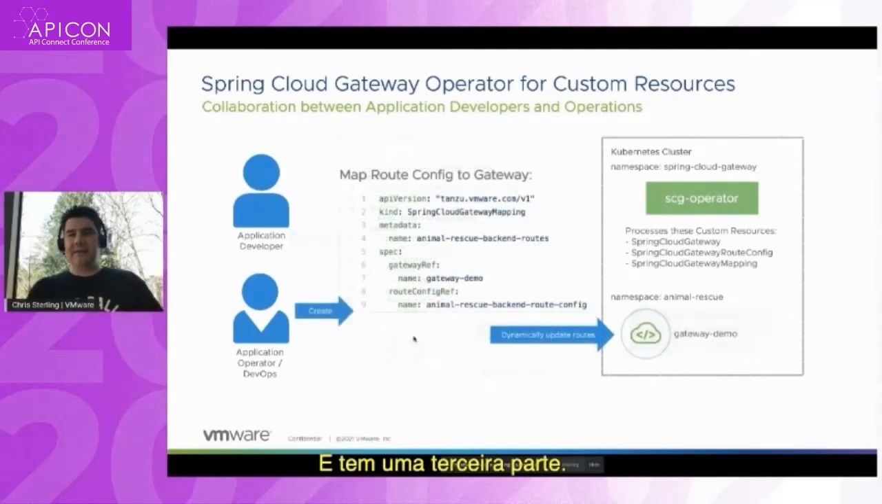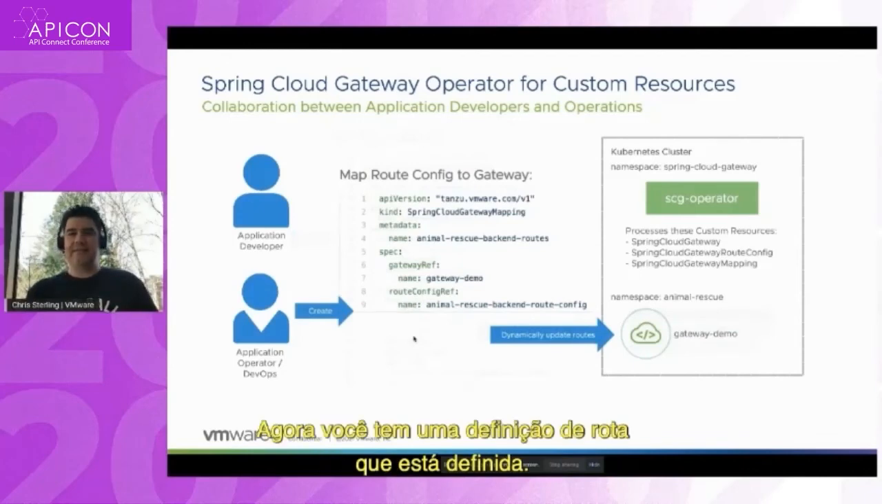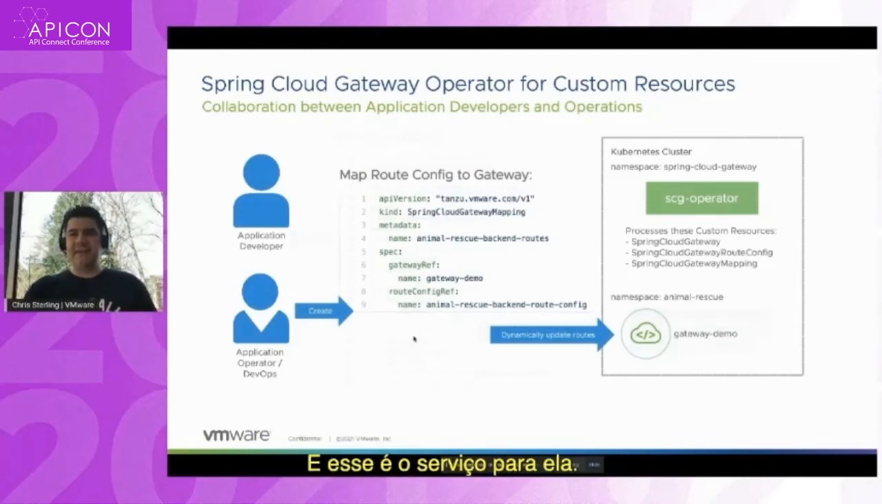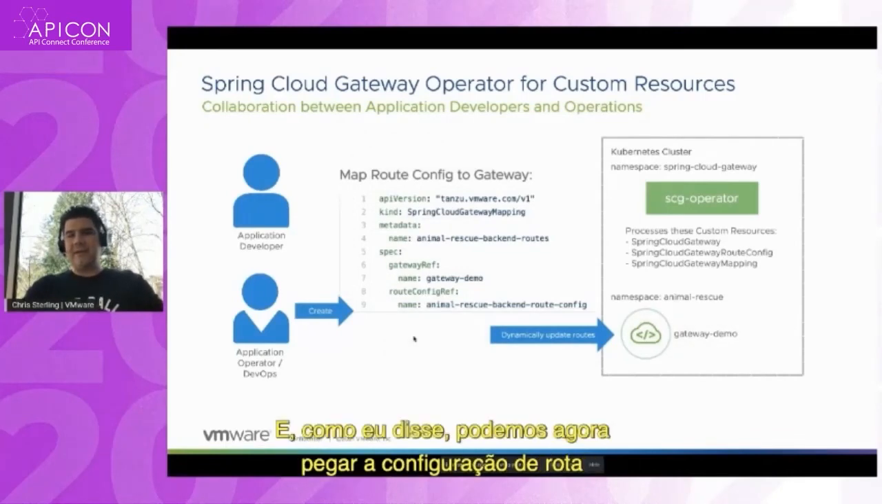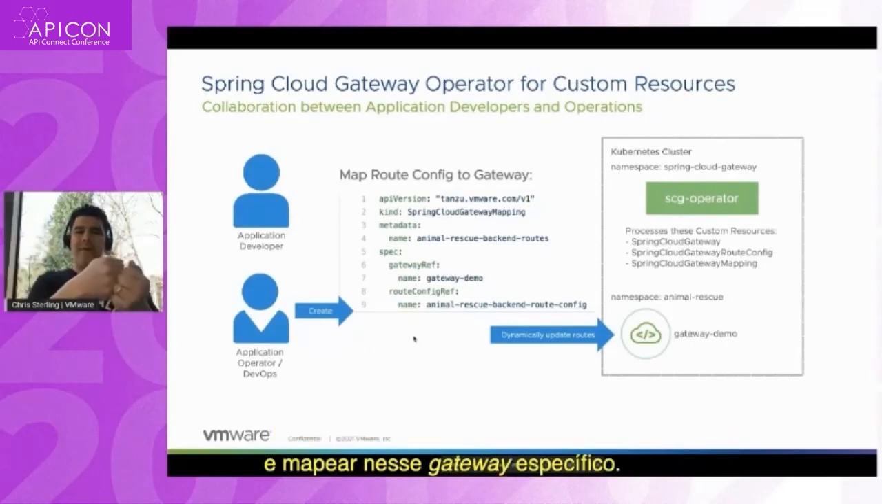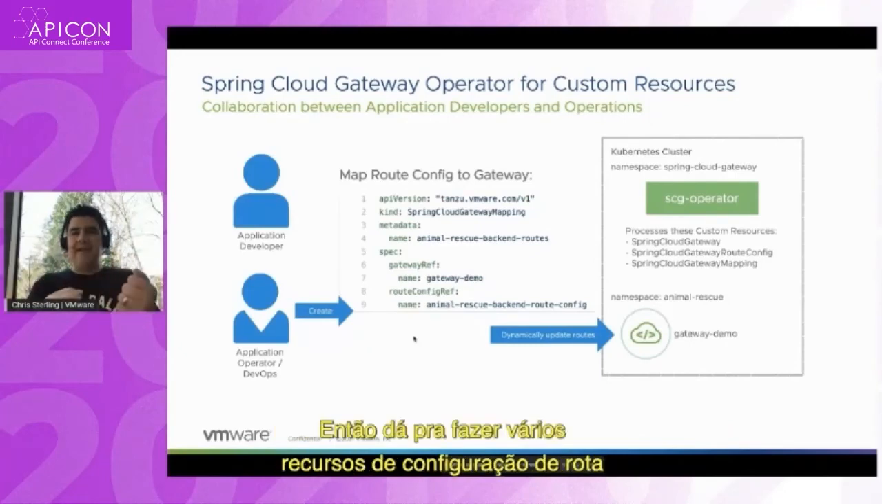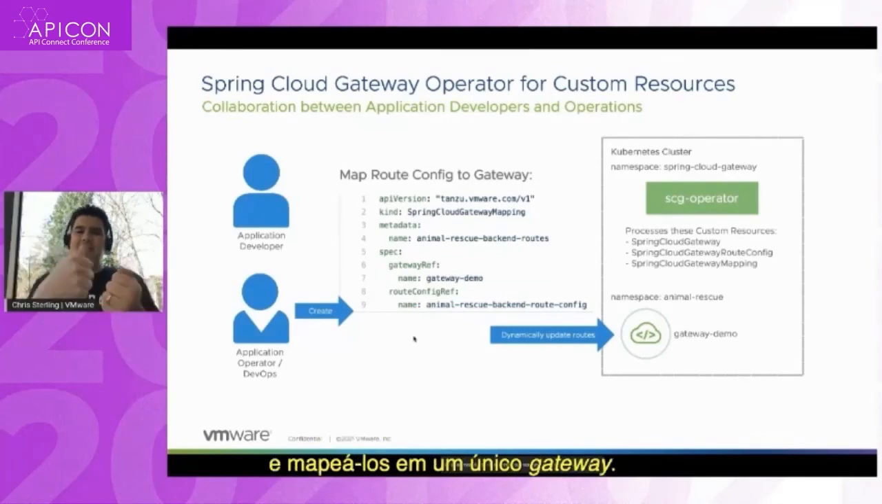And then there's a third piece. Okay, now you have a route definition that's defined and just says this is the service that it's for. We have a gateway over here that's defined. And like I said, what we can do now is take the route configuration and map it onto this particular gateway. And so you could do any number of route configuration resources and map them to a single gateway. So it's a very simple file.